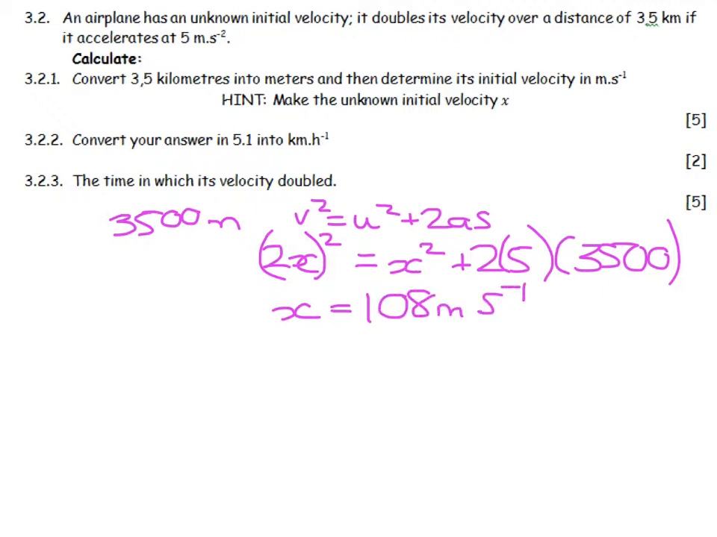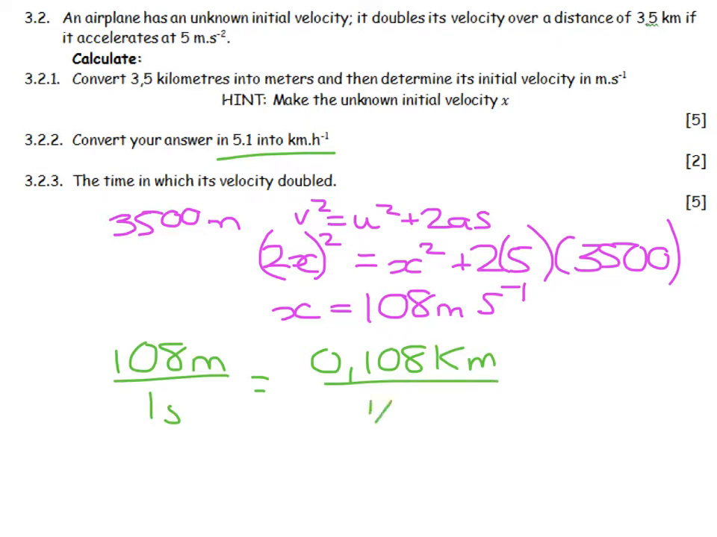They didn't say I had to convert it into kilometers per hour. They didn't tell me I had to work out 2x. Now it says to me, oh dear, convert this answer into kilometers per hour. My favorite question, 108 meters per 1 second is the same as 0,108 kilometers per 1/3600th of an hour. So I'm going to take 0,108 multiplied by 3,600 in my calculator, and out pops 388,84 kilometers per hour.